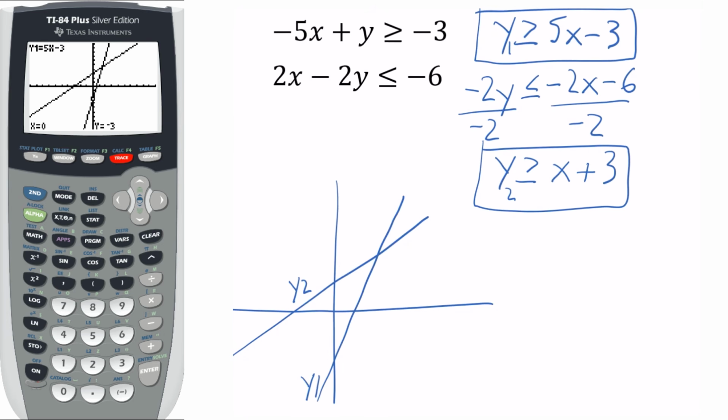So greater than means in the up direction. So we don't want to think of left or right. We want to think of up or down. So since y is greater than or equal to 5x minus 3, we want to shade up from this line. Now y2, we have y2 is greater than or equal to x plus 3, so we're going to be shading above that line as well. So again, above instead of thinking left or right, so we want to shade above the line.